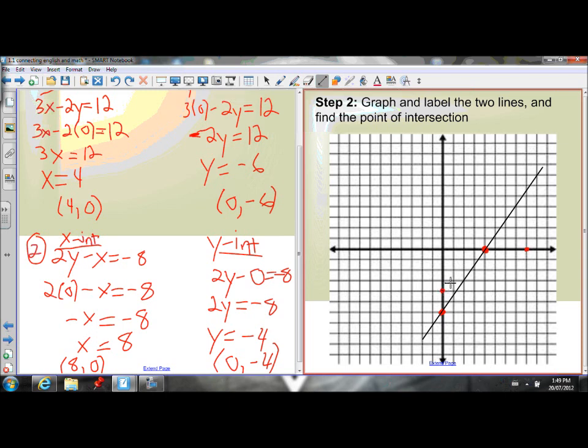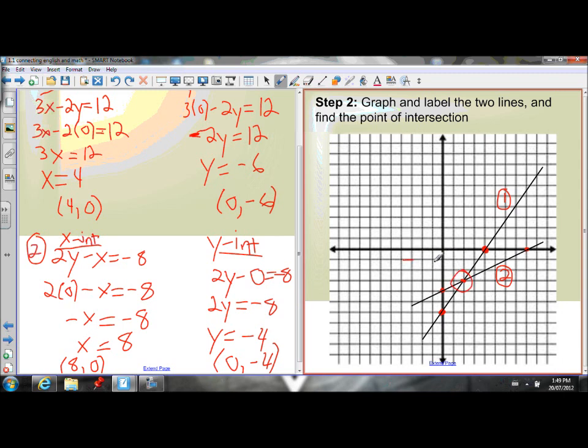Try and get as accurate as I can. And I'll just extend it a little bit. There we go. That should be that line. Let me just label the lines so I know. So this was line 1. This was line 2. And it looks like my point of intersection is right here.